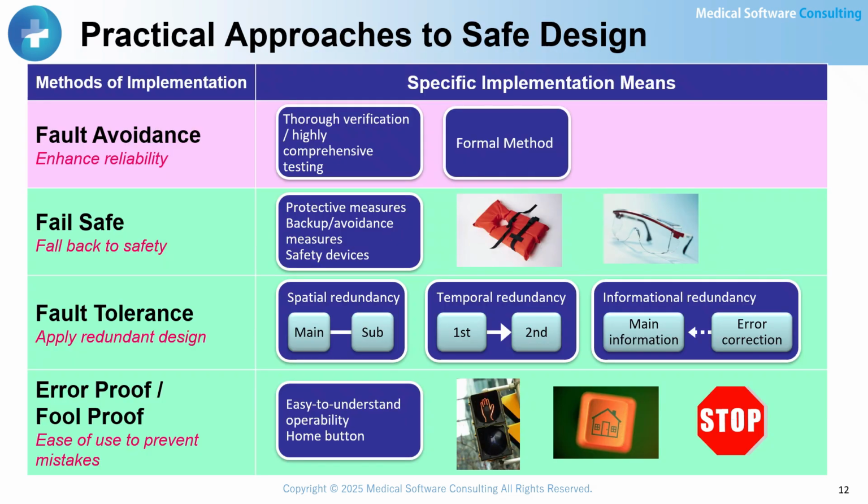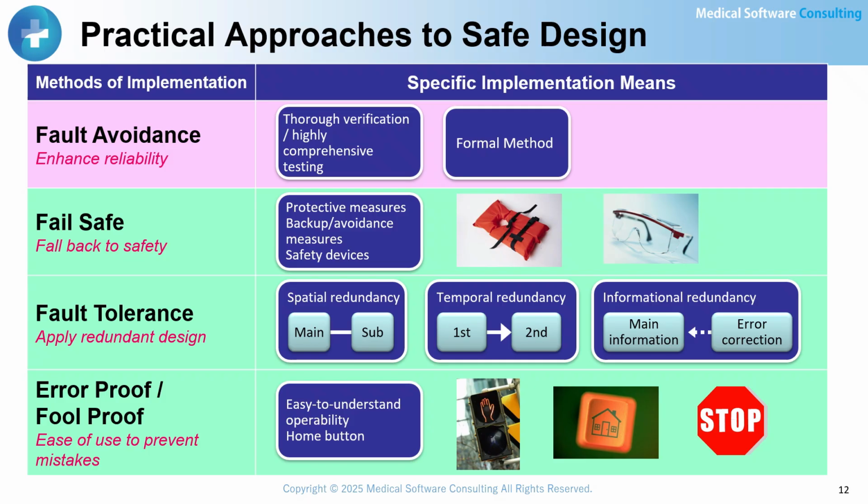Next, let's look at some examples of practical methods for implementing safe design. For fault avoidance, examples include comprehensive verification and highly thorough testing, as well as formal methods, structured software development techniques that mathematically prove correctness. For fail-safe design, examples include protective measures, backup mechanisms, and dedicated safety devices that ensure the system always returns to a safe state in the event of a failure. For fault tolerance, we have software designs that use redundancy, such as spatial redundancy, temporal redundancy, or informational redundancy, to maintain functionality even when failures occur.